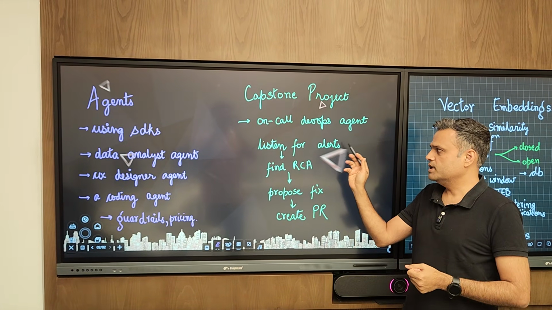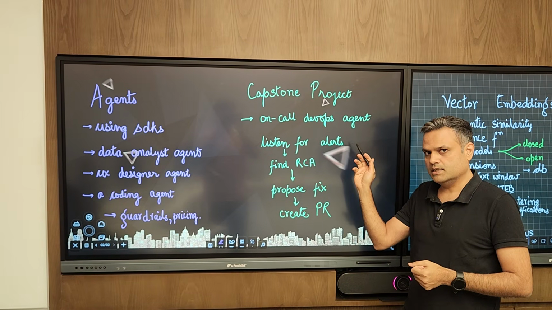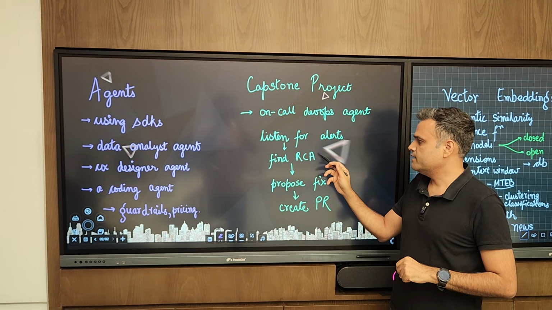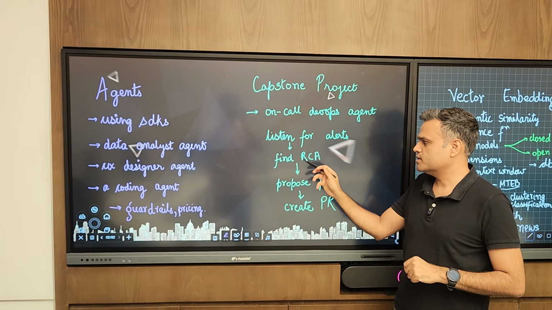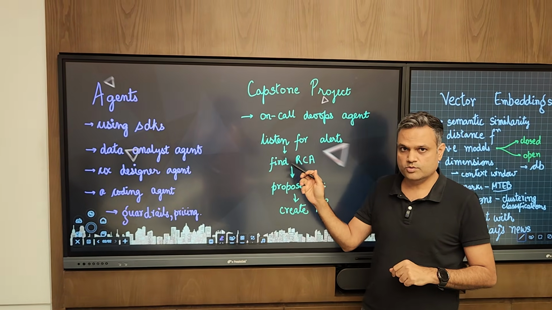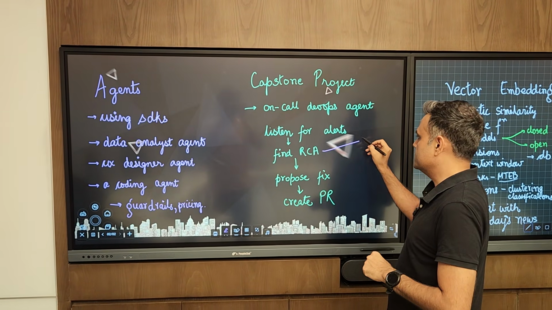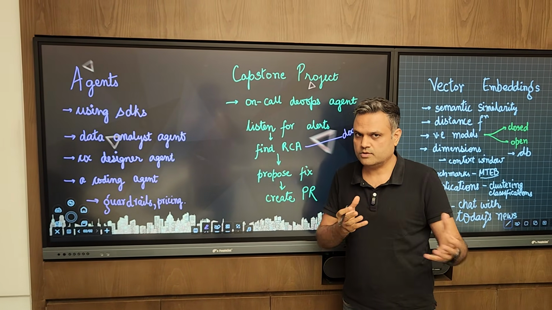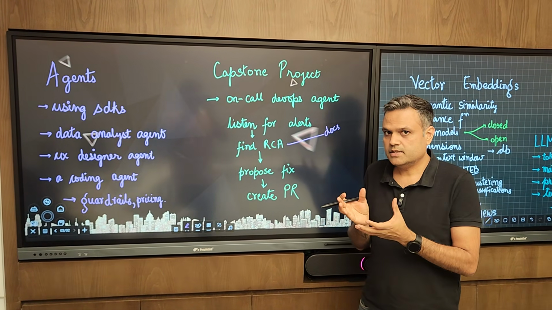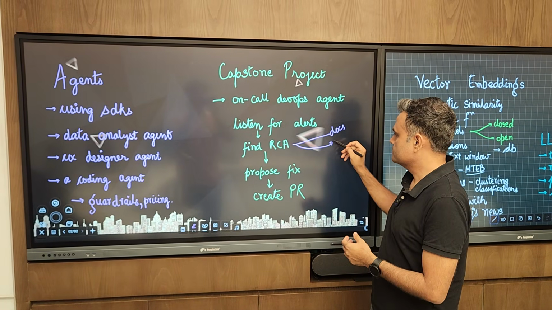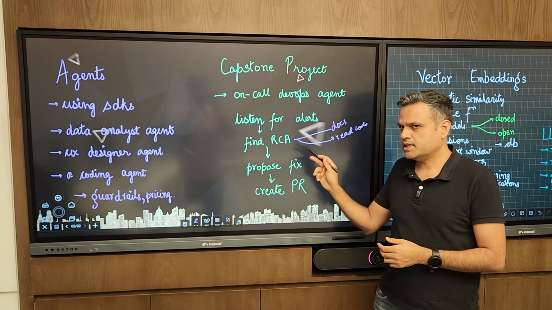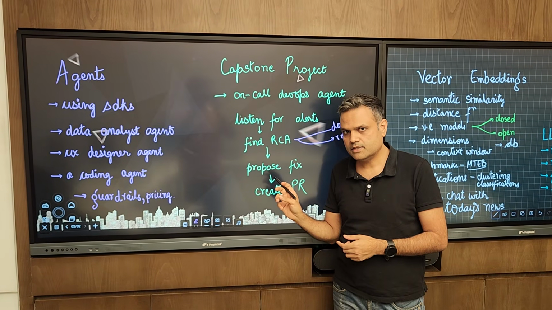This agent is going to listen for production alerts. As soon as the alert happens, this agent is triggered. It finds out the root cause. It does the root cause analysis. To do this root cause analysis, it reads the documents, the documentation stored on Confluence or some other source. It reads the code. And based on that, it proposes a fix.